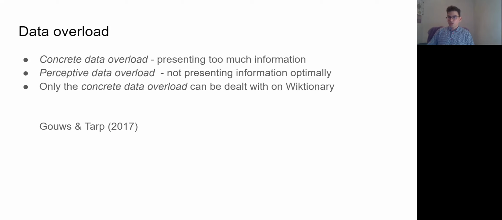It should be noted that only the perceptive data overload, that is, not distributing screen space in an optimal manner, can be dealt with on Wiktionary, since there is no such thing as too much information on Wiktionary. The universal goal of the project implies that eventually everything that there is to say about a word should be included.